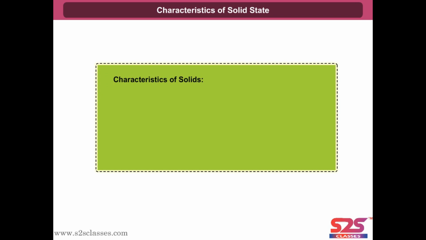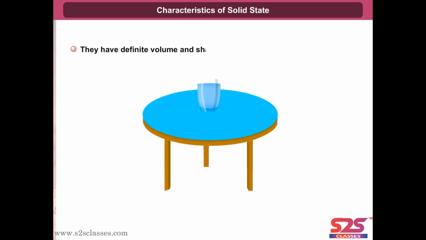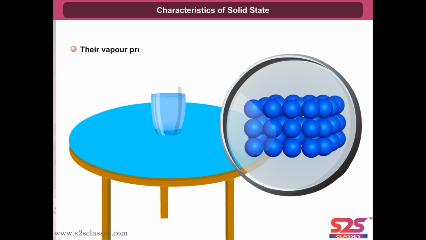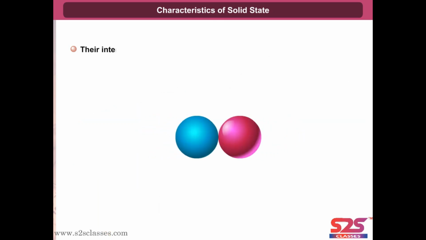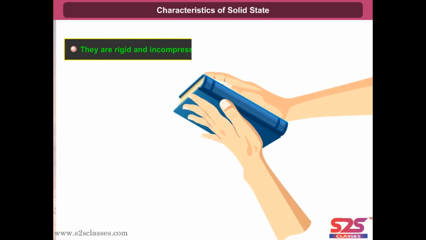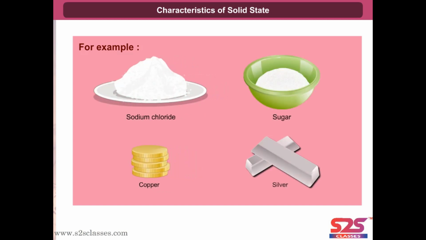Characteristics of solids. Some of the characteristic properties of solids are as follows. They have definite volume and shape. They have slow diffusion rate. Their vapor pressure is low. Their intermolecular distances are short. Their intermolecular forces are strong. They are rigid and incompressible. Examples: sodium chloride, sugar, copper, silver, etc.